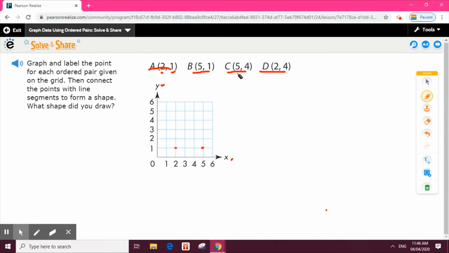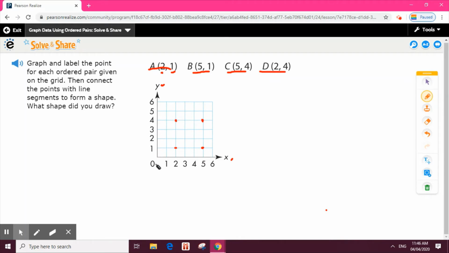Next, point C, 5, 4. From 0, we need to move 5 units to the right, 1, 2, 3, 4, 5, and 4 units upward, 1, 2, 3, 4. This is point C. Next, point D. We have 2, 4. Again, from 0, we need to move 2 units to the right, 1, 2, and 4 units upward, 1, 2, 3, 4.